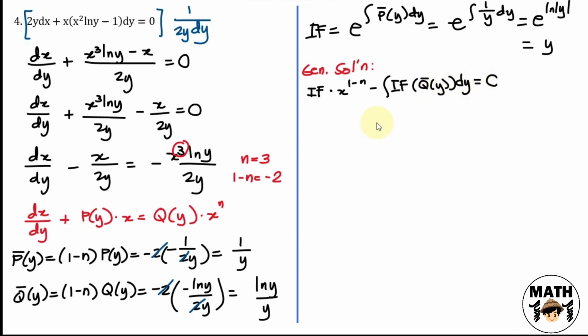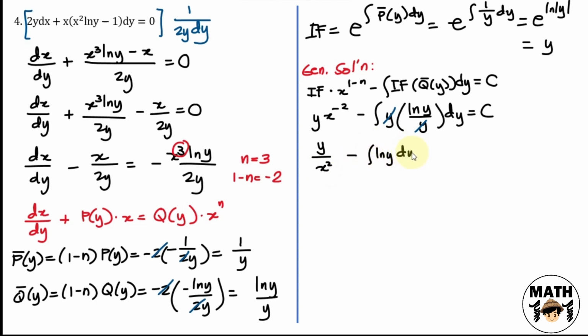Take note na in-interchange lang natin si x and si y. Palit natin ngayon yung integrating factor, that is y multiplied by x raised to negative 2 minus the integral of y multiplied by ln of y over y dy equals c. Cancel natin si y for this. Then rewrite natin si first term as y over x squared minus the integral of ln y equals c.